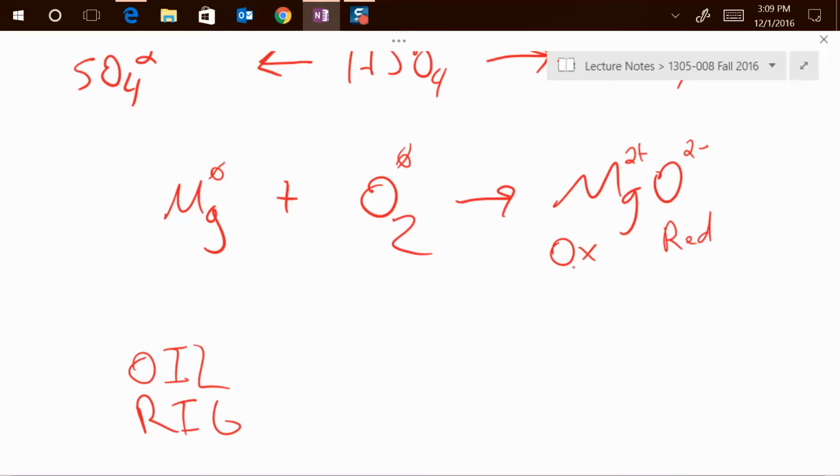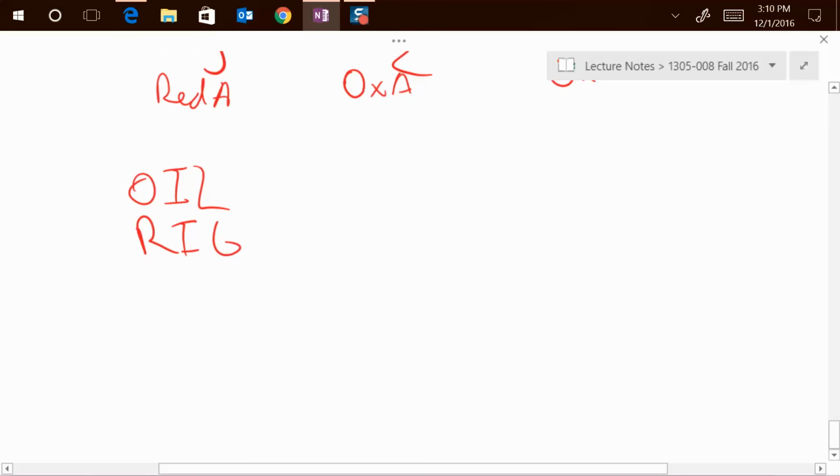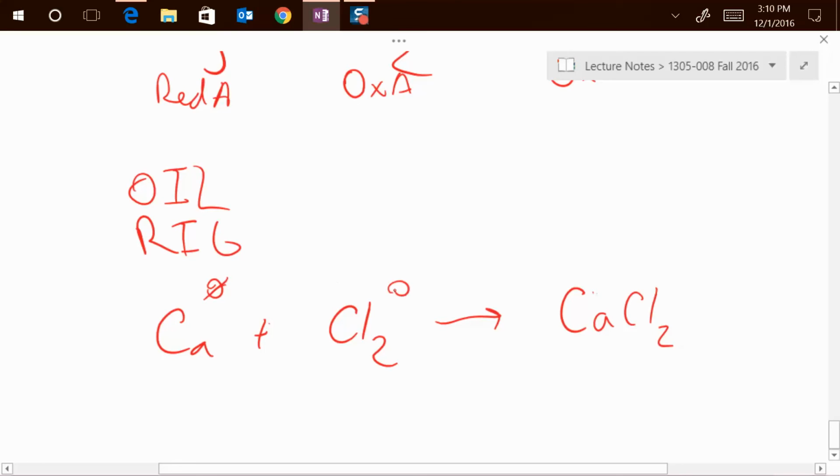and reducing agents. What is the oxidizing agent? Oxygen is the oxidizing agent. What is the reducing agent? So you just flip this. That's what you do. It's exactly what you do. Okay? What is oxidized? What is reduced?